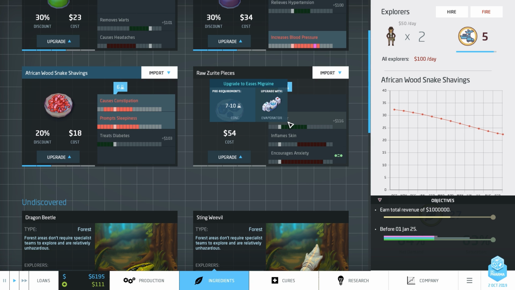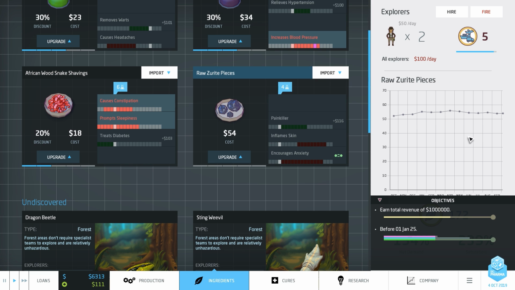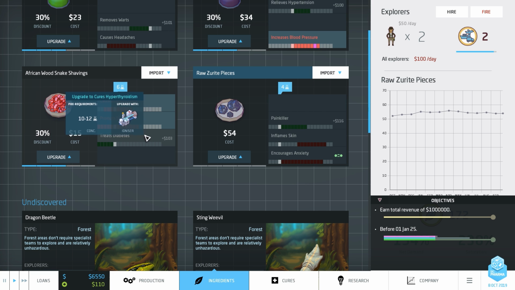What is this going to take? Eases migraines. Okay, so this is painkillers. Cost is 54 on this right now. It's going up and up, right? No, it's about the same. Okay, let's do some points into here. Down to 15 per, oh man, this is super cheap. Okay, so let's see here.